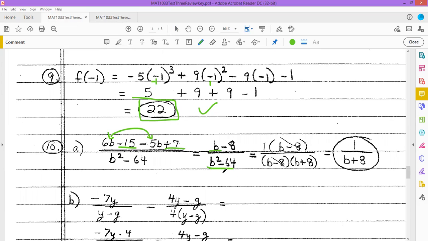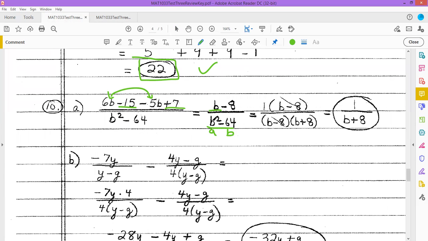The b squared minus 64, that's a difference of perfect square terms where you can identify your a and b terms. We factor using b minus 8 and b plus 8. We square 8 in order to get 64, and we square b in order to get b squared. We carry over our b minus 8, and we see b minus 8 will cancel, leaving 1 divided by b plus 8 as our answer.